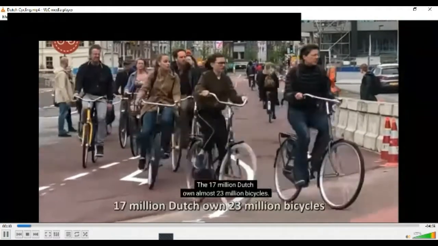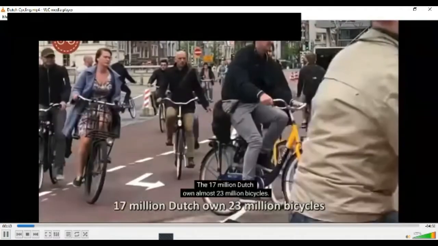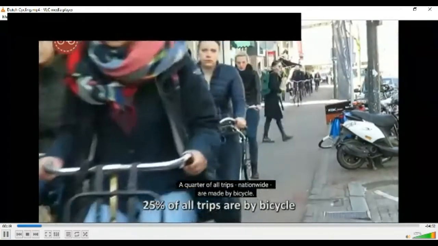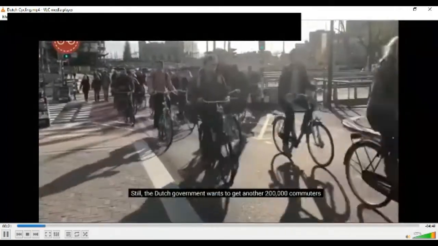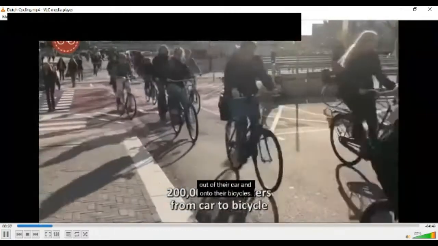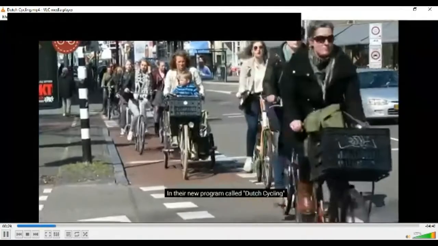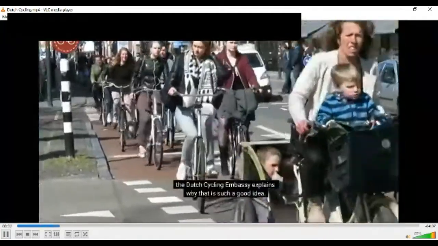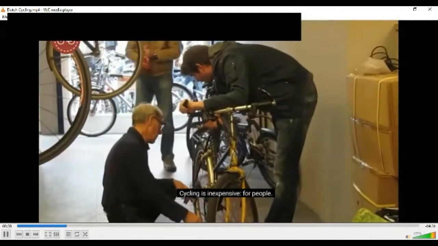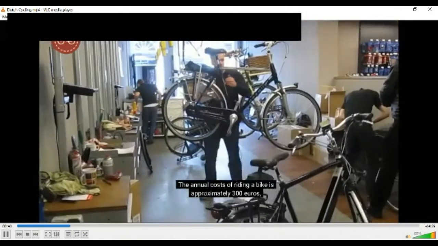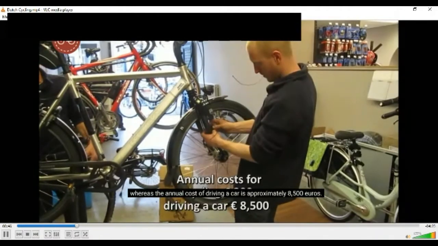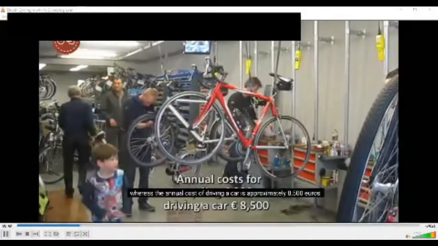The 17 million Dutch own almost 23 million bicycles, and a quarter of all trips nationwide are made by bicycle. Still, the Dutch government wants to get another 200,000 commuters out of their car and onto their bicycles. In their new program called Dutch Cycling, the Dutch Cycling Embassy explains why that is such a good idea. Cycling is inexpensive. For people, the annual cost of riding a bike is approximately 300 euros, whereas the annual cost of driving a car is approximately 8,500 euros.